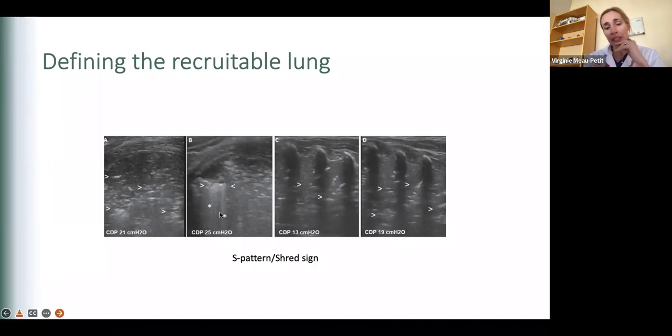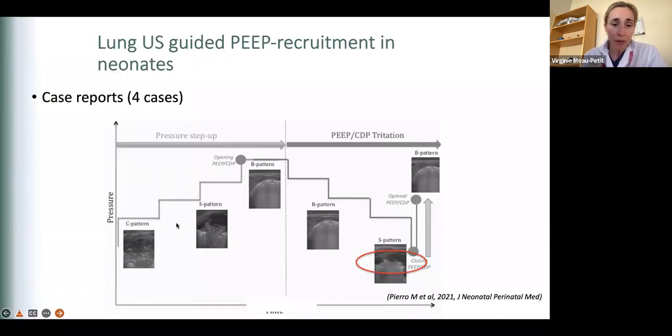This would be the sign that if that appears while you're increasing the PEEP, it means that this lung is recruitable. They've shown that in patients who did not have the S pattern, they would never manage to open up the consolidation. Whereas if they displayed this S pattern during recruitment, they could move from a totally consolidated lung to the B pattern, which they would define as the opening PEEP.